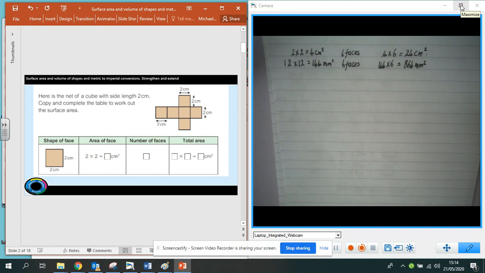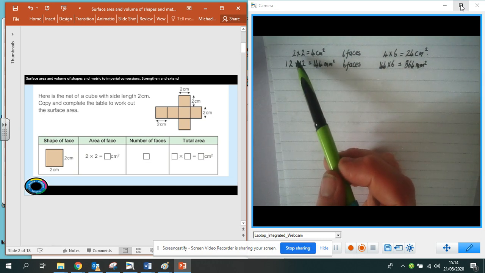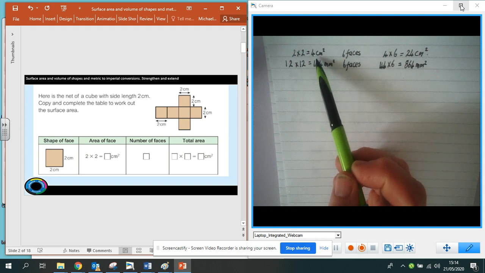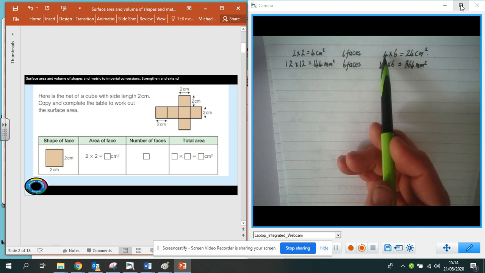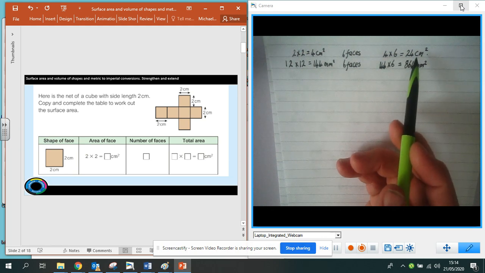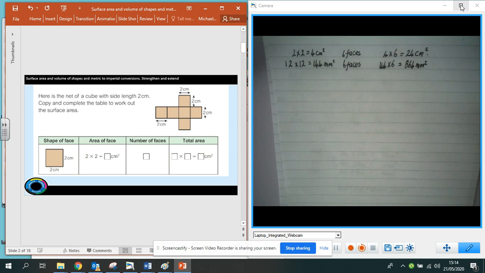Okay, so let's work our way through this. I've already written down the answers, just for a bit of speed. So obviously the area of each face is 2 by 2 centimeters, which gives us 4 square centimeters. There are 6 faces. 4 square centimeters times 6 gives us 24. So the surface area of that shape is 24 square centimeters. If you haven't quite got that written down, pause it, understand what you've done, and then come back.